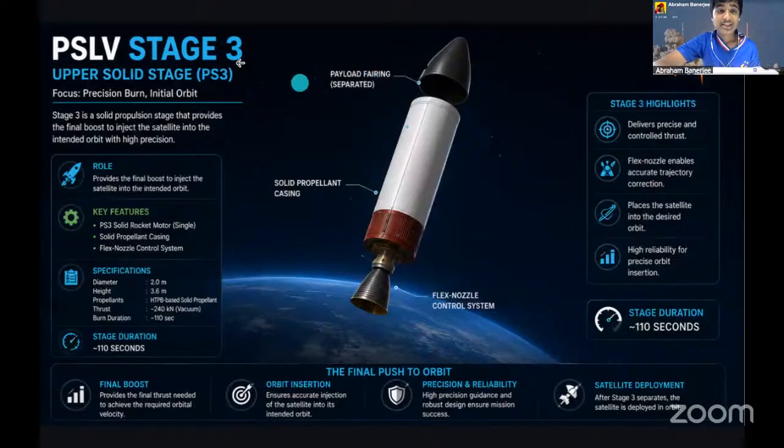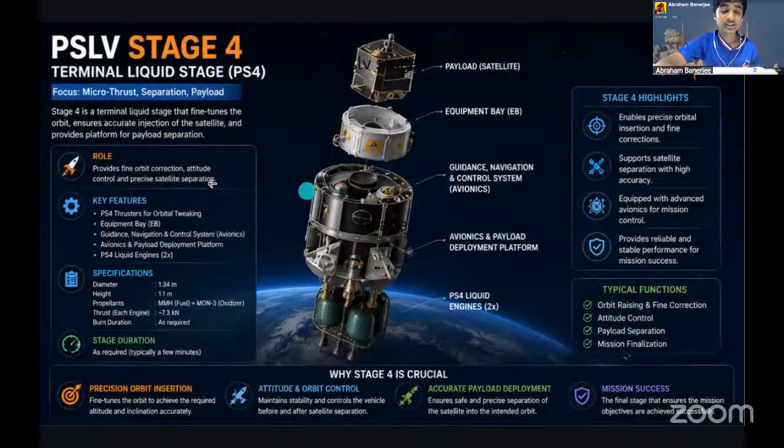Then the PSLV stage 3. The PSLV stage 3 has solid propellant. That means it only has one nozzle and all the solid propellant is stored in this. It needs no oxidizer at all. It will burn in space, but the problem is this stage cannot be shut. So this stage is used to reach the higher orbit.